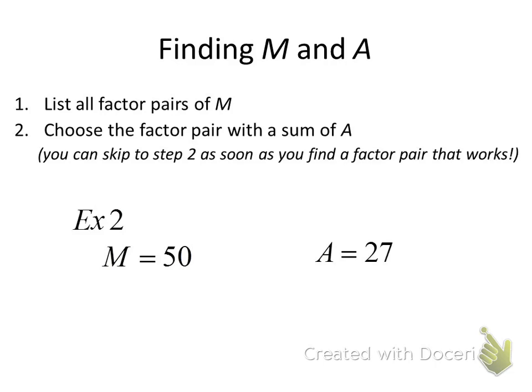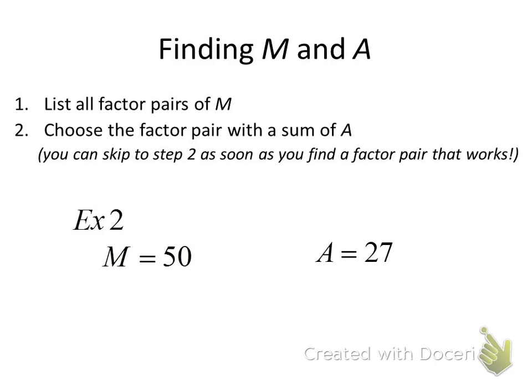Step 2, choose the factor pair with a sum. What does sum mean? Sum it up, add them all. Yeah, the answer when you add. With the sum of A. I recommend writing the step in the parentheses. You don't necessarily have to, but it says you can skip to step 2 as soon as you find a factor pair that works.